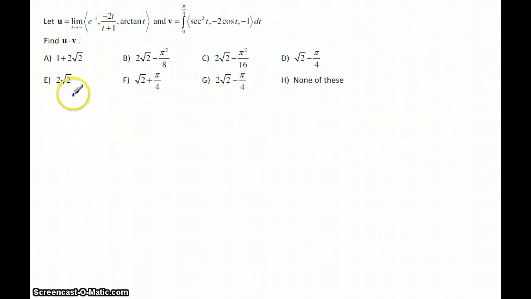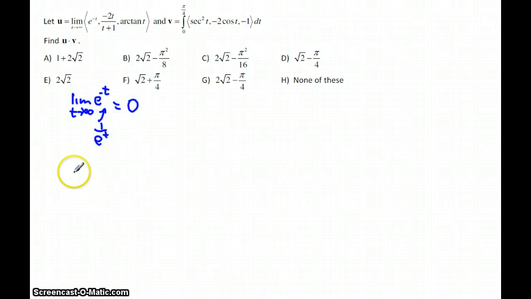The limit as t goes to infinity of e to the minus t. Well, as t gets very large, if we think about this as 1 over e to the t, then that helps us see that as t gets large, the denominator gets large. 1 over a very large number is a very small number. That's going to go to 0. That's our first component of u.